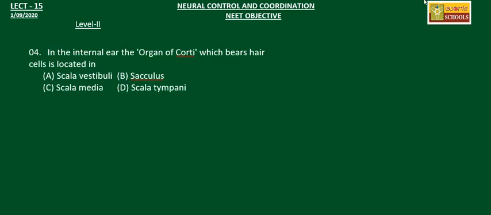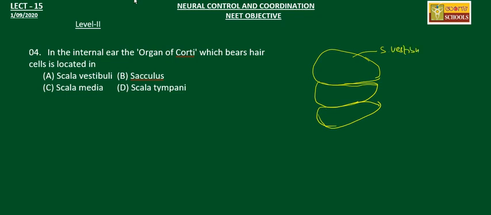The next question: in the internal ear, the organ of Corti, which bears hair cells, is located in. So let's see. I know there are three canals. So these are the scala vestibuli, and this is scala tympani, and this is scala media.